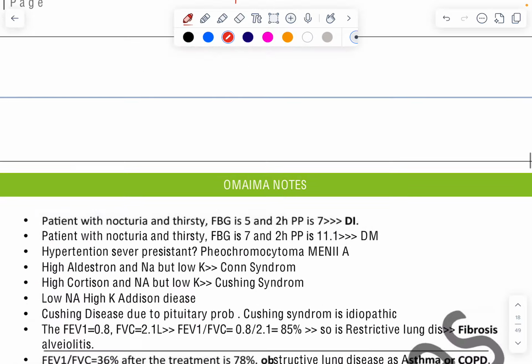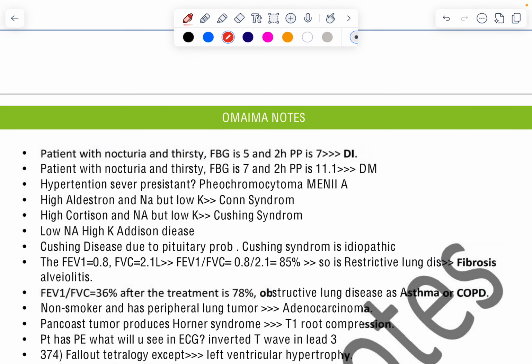Causing gynecomastia: spironolactone, proton pump inhibitors, cimetidine, digoxin. A patient with nocturia: diabetes insipidus; fasting 7, postprandial, diabetes mellitus. Hypertensive patient with persistent pheochromocytoma: MEN2. High aldosterone and sodium but low potassium: Conn syndrome. Increased sodium, decreased potassium. High cortisol and sodium but low potassium: Cushing.